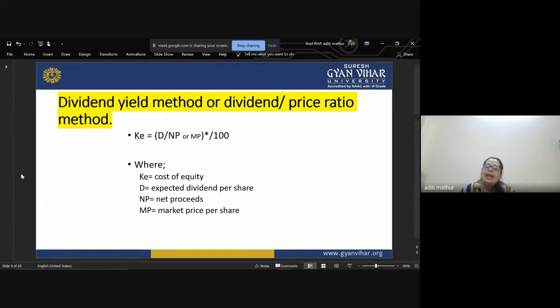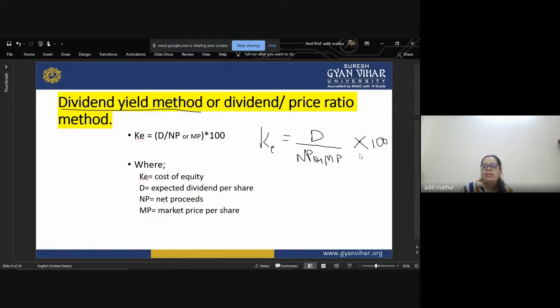In this, you directly divide the dividend by the net proceeds or the market price, whichever is given in the question, and multiply it by 100. So the formula to calculate cost of equity in the dividend yield method is dividend, that is capital D, divided by net proceeds or market price, whichever is available in the question, multiplied by 100. Students, always remember that the KE is in percentage. That is why we are multiplying it by 100.